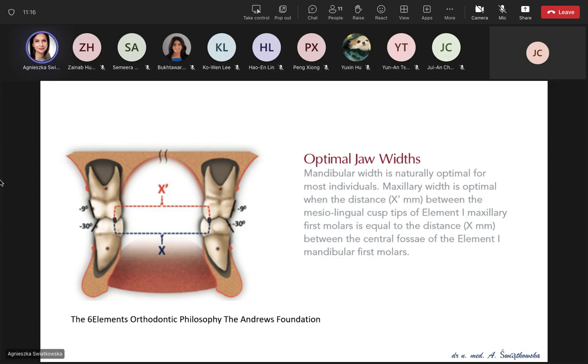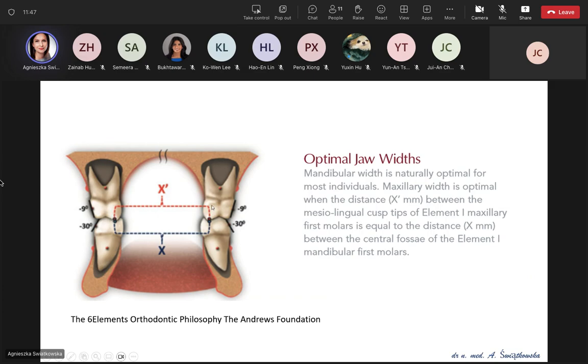We can do it from the central sulcus of the first upper molars and on the distal cusps of the lower molars. You see that this cusp of the lower molar has contact with this sulcus of the upper molars. So this is the correct position. So this width should be the same.